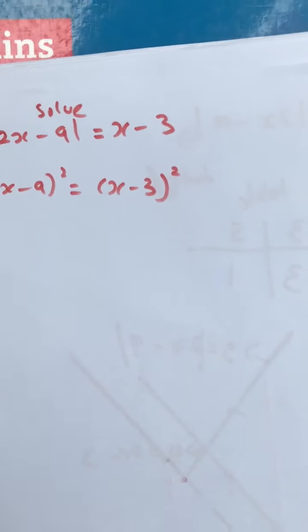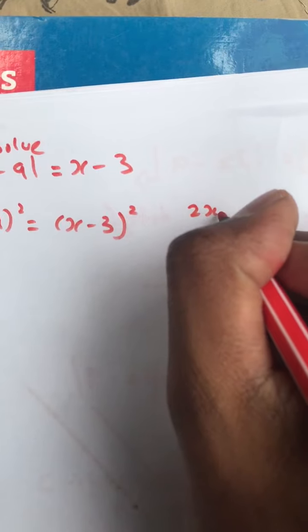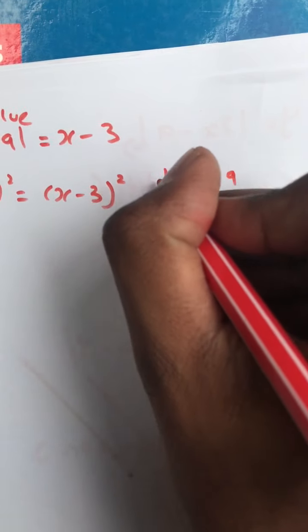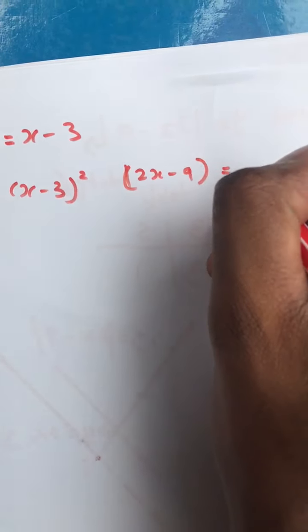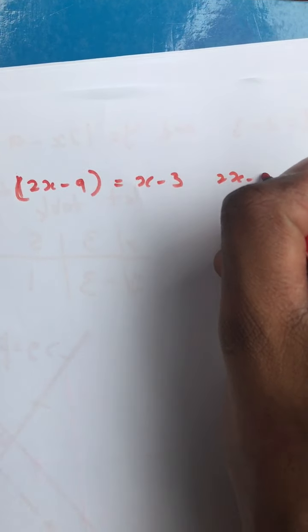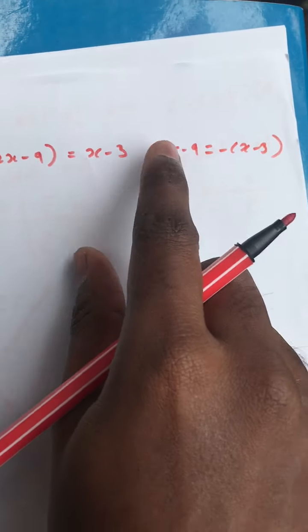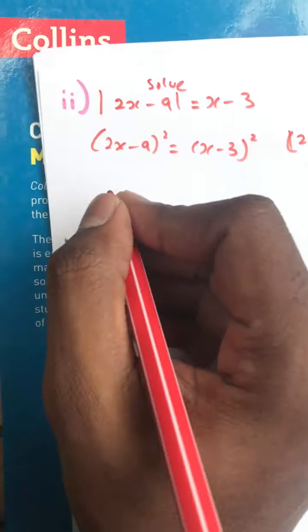Some of you like to take another method where you take positive and negative. I'll do it here. You'll do 2x minus 9, that means you no more have modulus. You'll take it as x minus 3, and then you'll do another one here, 2x minus 9 equals negative of x minus 3. This method also can, but I don't do this method. This method is a bit risky.